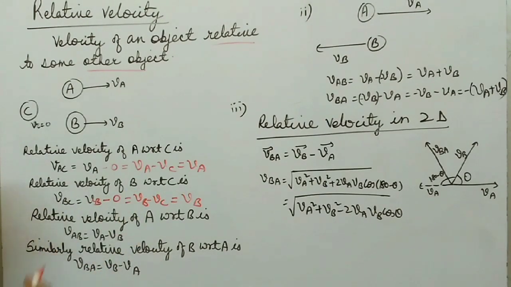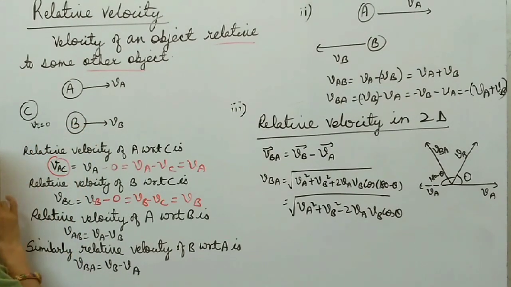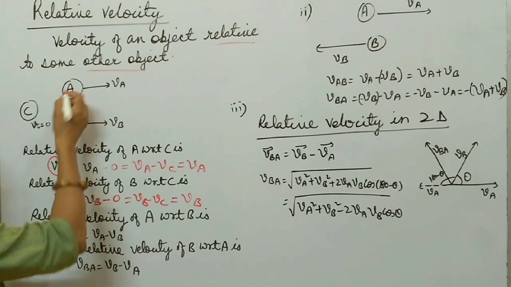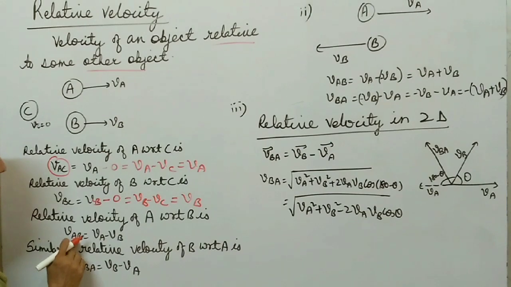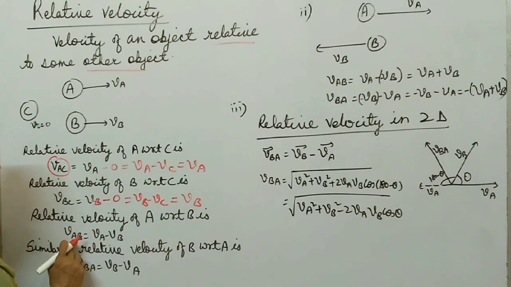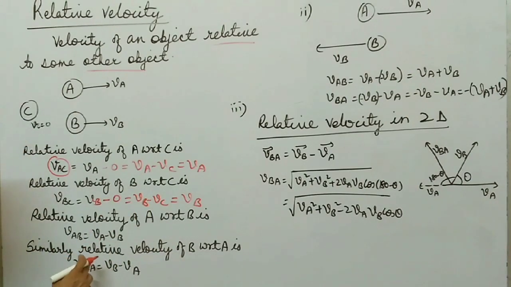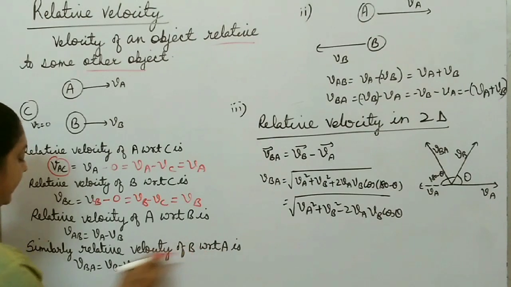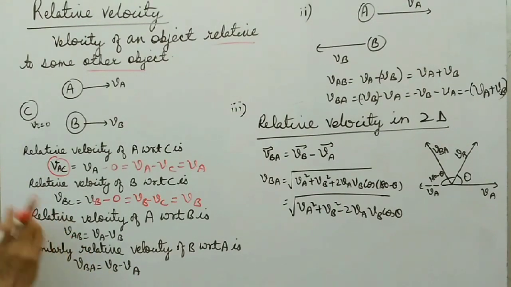Now in the same way, the velocity of A with respect to B. Here I have written that the velocity of A with respect to C is VA. What is the velocity of A when B is observing? So, the relative velocity of A with respect to B. In the same way, velocity of A with respect to C is VA minus VC, so velocity of A with respect to B is VA minus VB. In the same way, the relative velocity of B with respect to A is VBA, meaning B with respect to A, VB minus VA.